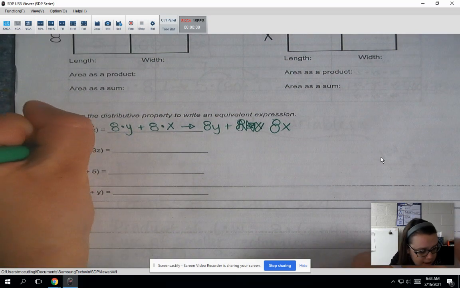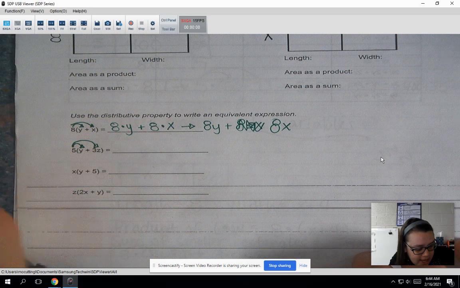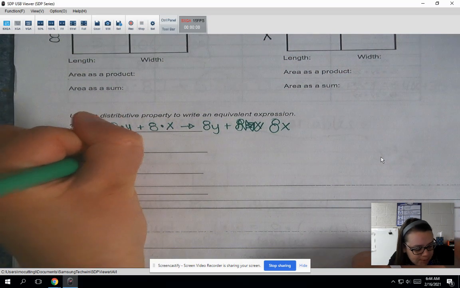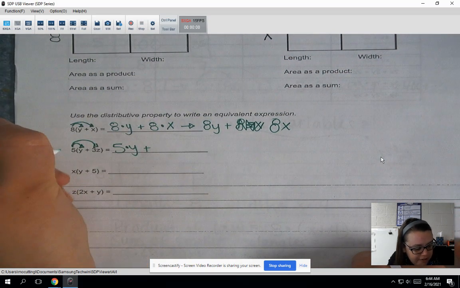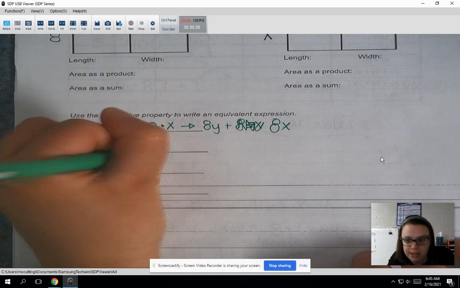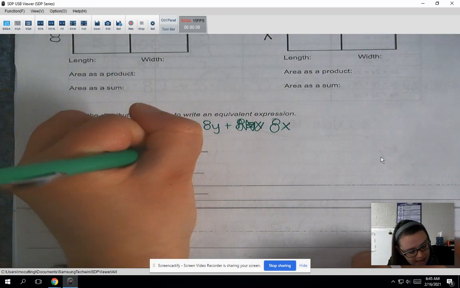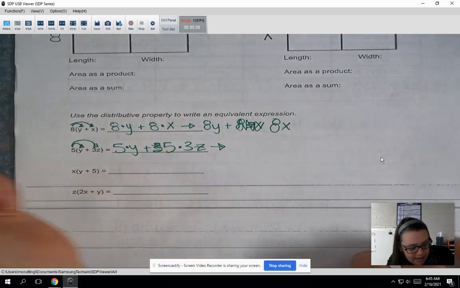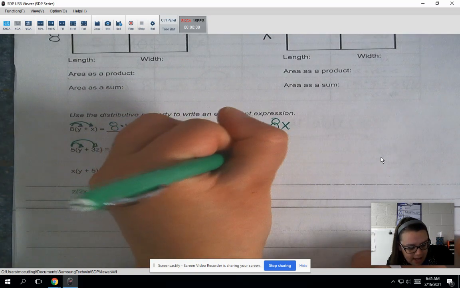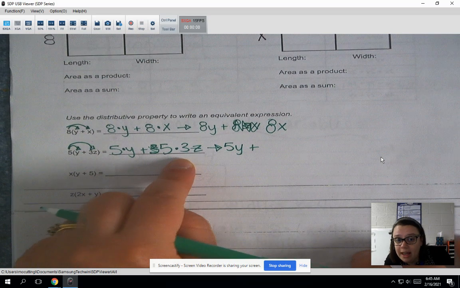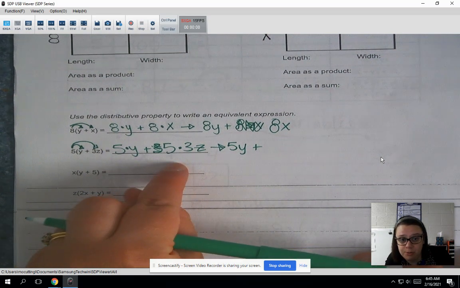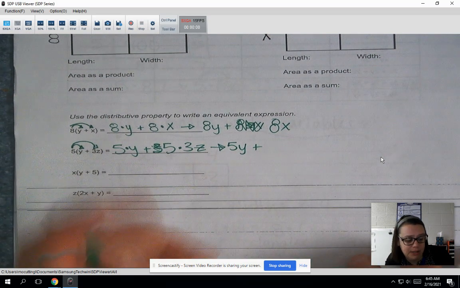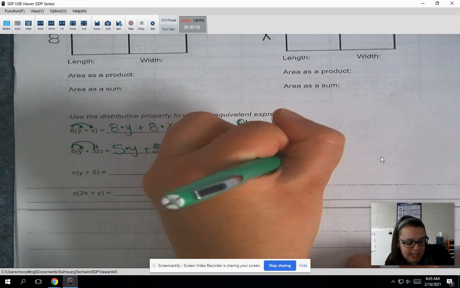All right. So here I'm passing out the 5 with the times sign. 5 times y plus 5 times 3z. 5 times y, we write that as 5y. 5 times 3, I can actually do that because those are both numbers, so that's 15 times z, or 15z.